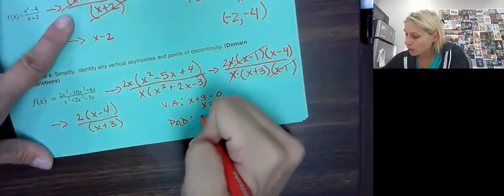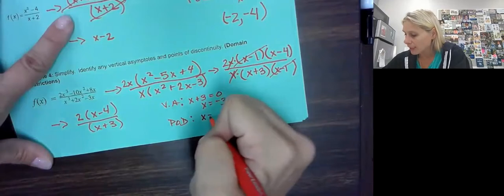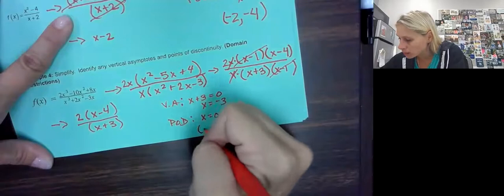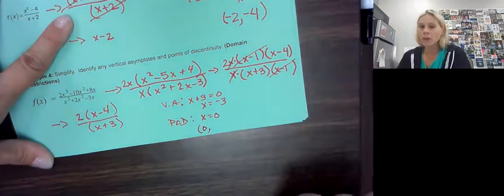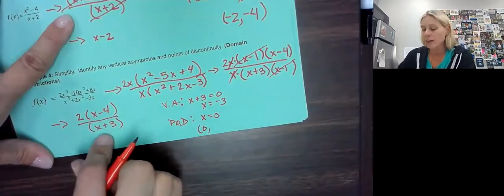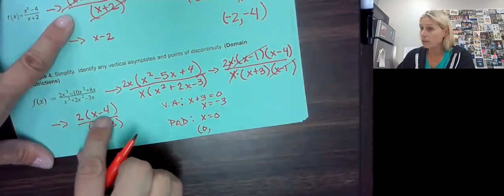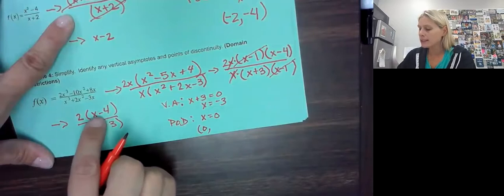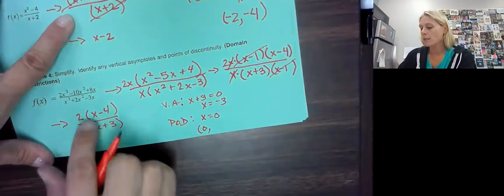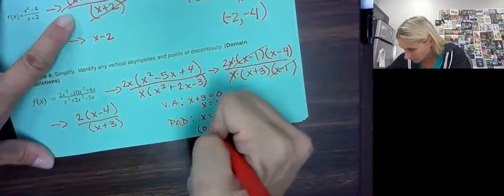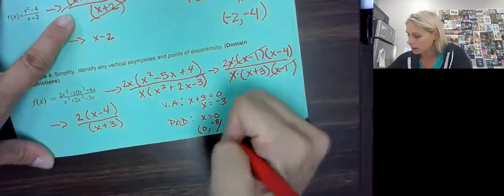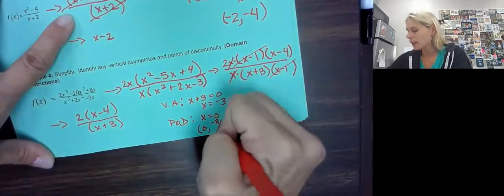So the first one we crossed out was x. Set that equal to 0. Yeah, great. We don't have to do much, huh? Except plug in for that y value. Remember, we plug in to the simplified. So on top, and if you need to use your calculator, do it. 0 minus 4 is -4. -4 times 2 is -8. All over 0 plus 3 is 3. So we have a hole right here.